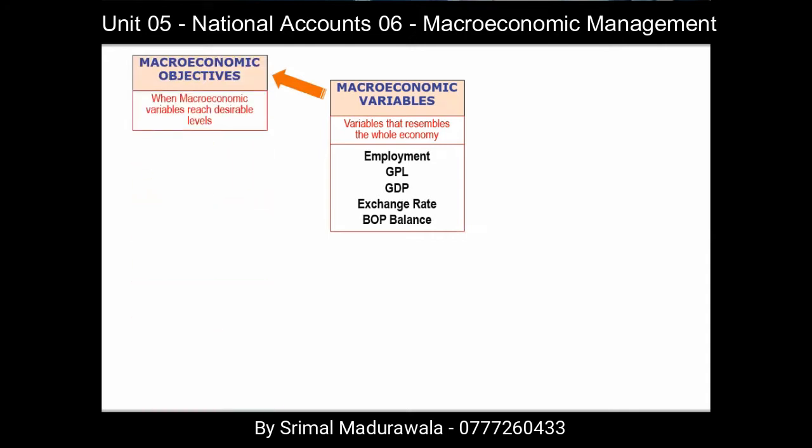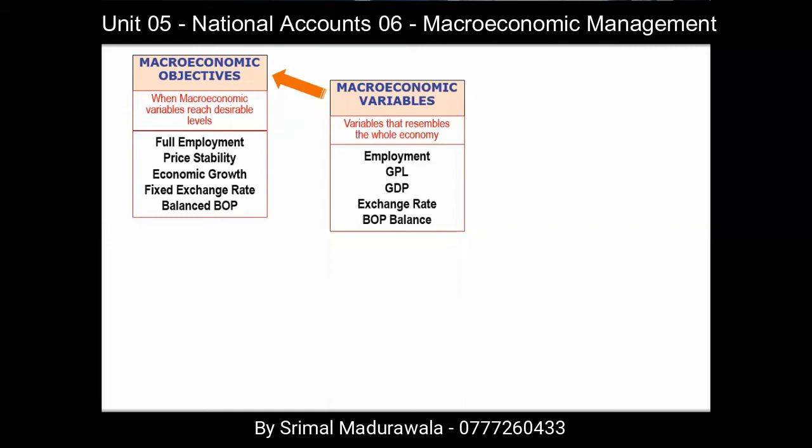You understand that? So when these variables reach favorable levels, they are known as macroeconomic objectives. We already discussed all the macroeconomic objectives, and I am mentioning a few here. For instance, take employment: if people who are willing and able to do a job can find a job in the country, then you call it full employment.